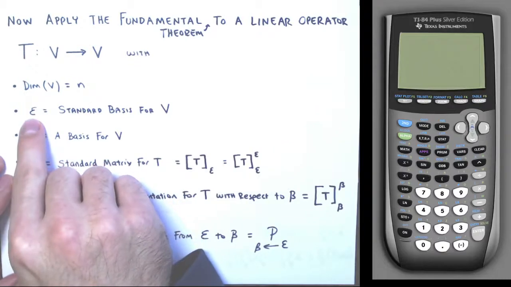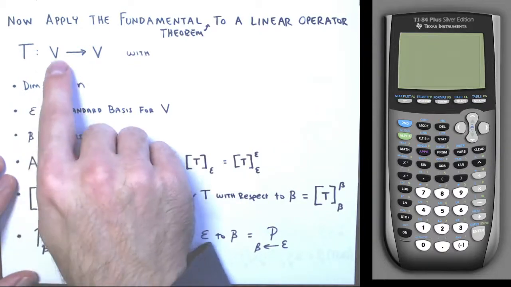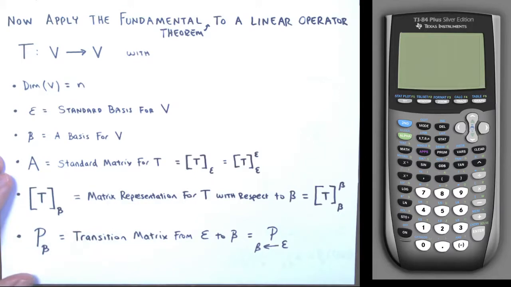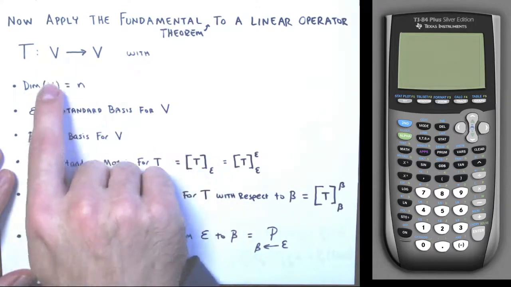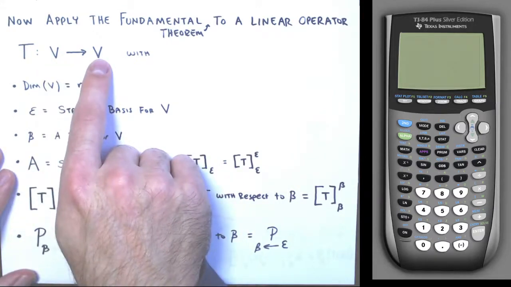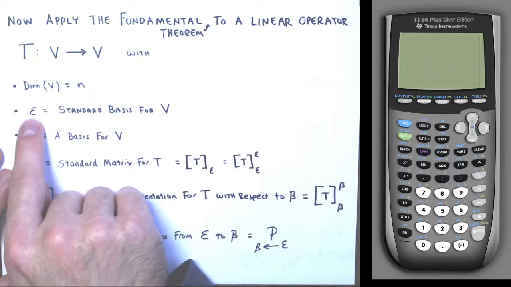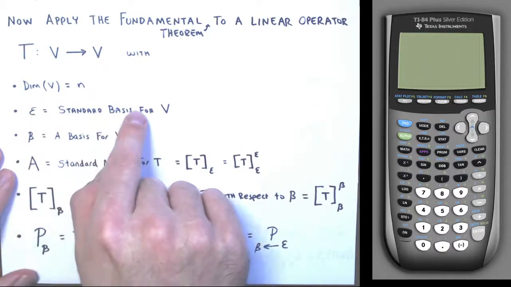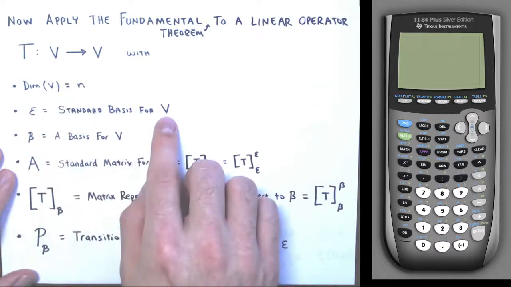And instead of having E1 and E2 for separate standard bases of the domain and codomain, well, the domain and codomain are the same. So I'm just going to use E for the standard basis for both. It's the standard basis for V.